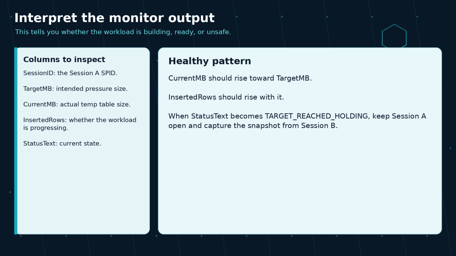Read the newest row first. Session ID identifies the workload connection in session A. Target MB is the intended size, and current MB is the measured size of the lab temporary table. Inserted rows confirms that the workload is progressing.